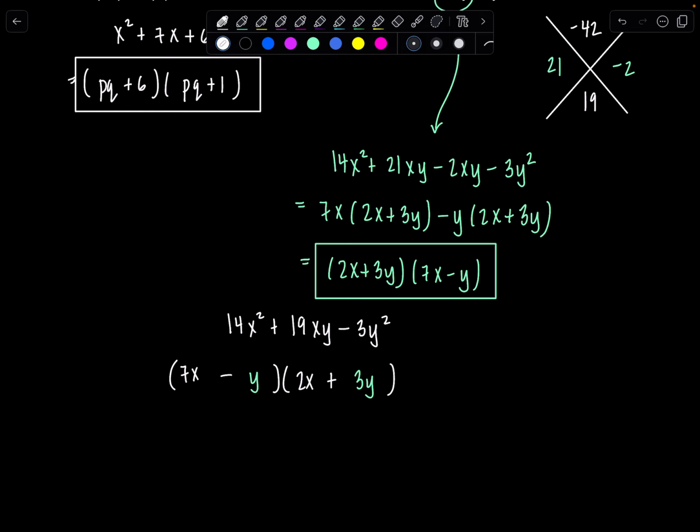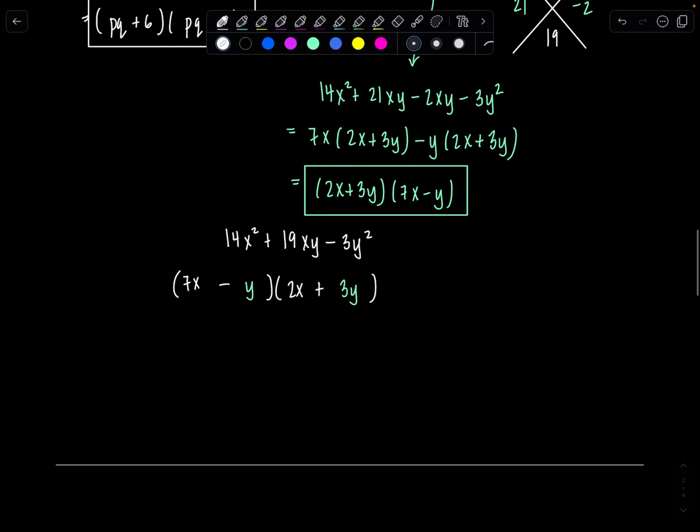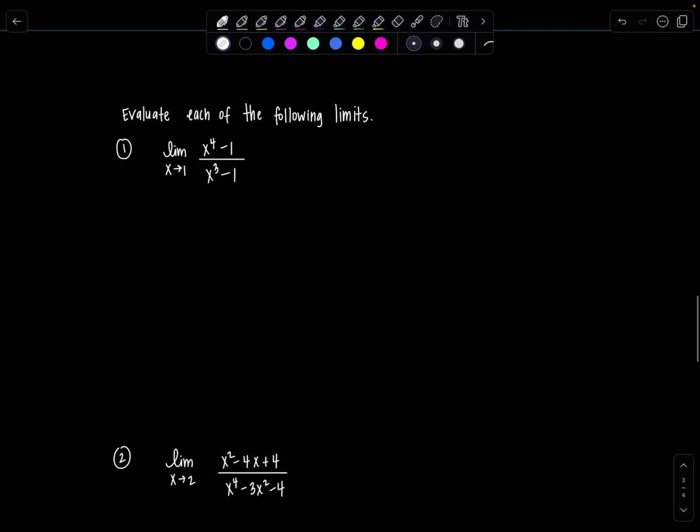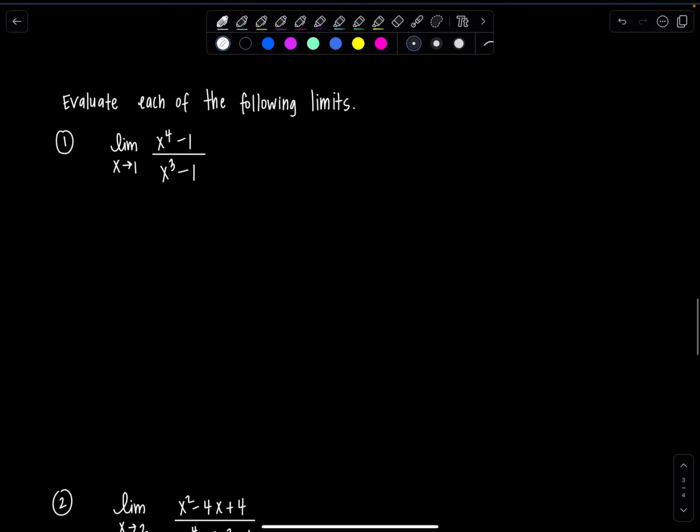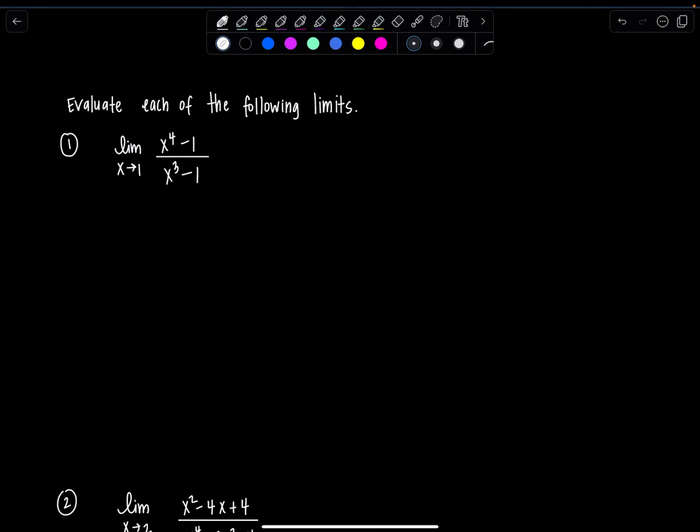Okay, so now that we are little factoring machines, let's put it all together and evaluate some limits. Evaluate each of the following limits. We have the limit as x approaches 1 of x to the 4th minus 1 over x cubed minus 1. All right, so let's go ahead and start by factoring the numerator.